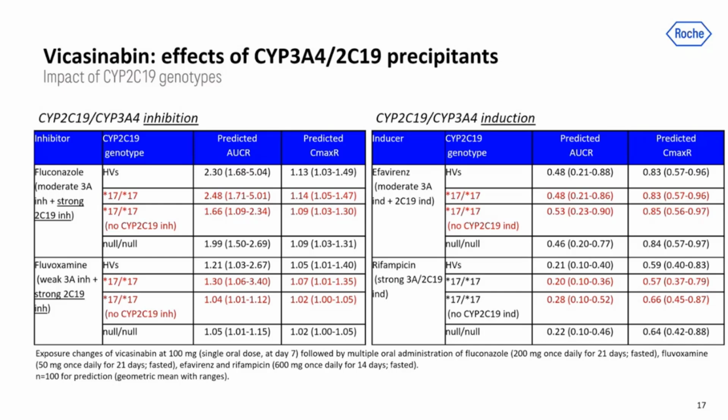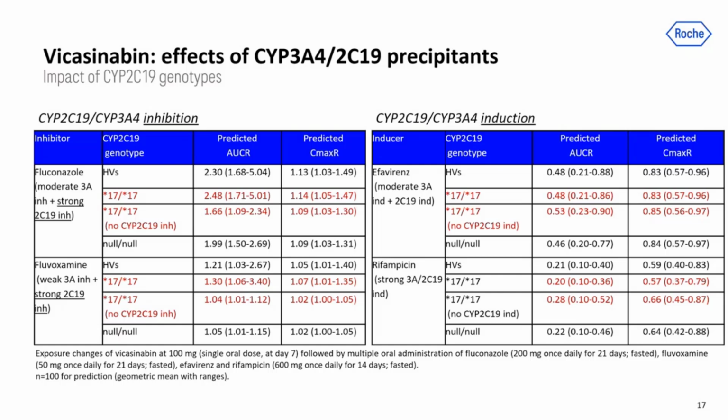And then the same exercise was done for a CYP3A4 perpetrator, but also showing the dual CYP2C19 inhibition or induction effect. The left-hand side table represents inhibition DDI, and the right-hand side represents induction DDI. On the left-hand side, we can go to the predicted effect of fluconazole, which is a dual inhibitor of 3A and CYP2C19, on Vicasinabin.